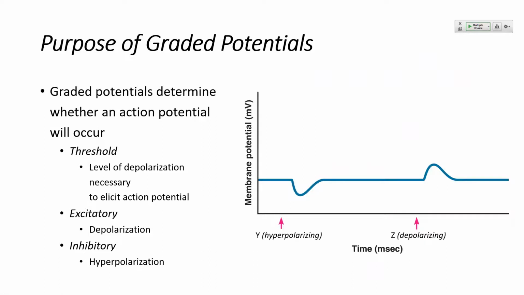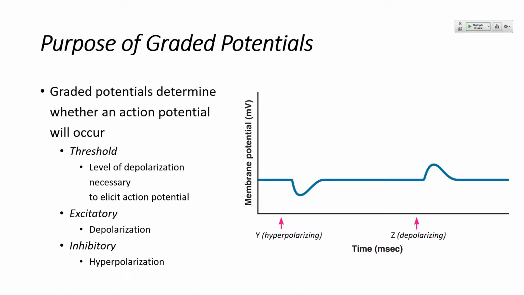Now, the purpose of graded potentials is to determine whether or not an action potential will occur. So at threshold, and the threshold value is negative 55 millivolts, we then have enough of a meaningful change to stimulate an action potential. But until we get to threshold, all we have are those small changes, either depolarizing or hyperpolarizing the membrane potential. So threshold is described as the membrane potential at which we can then trigger an action potential, and that's about negative 55 from negative 70 from our resting point.